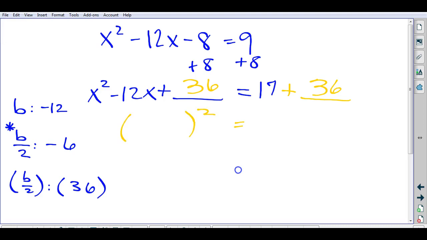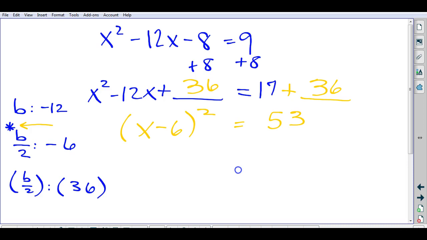Y'all, what are the factors of this left side? X minus 6. That's why we put a check box or a little asterisk right there, because it comes back. The -6 comes back. And then what's 17 plus 36? Good. So what is the next step that we are about to do?